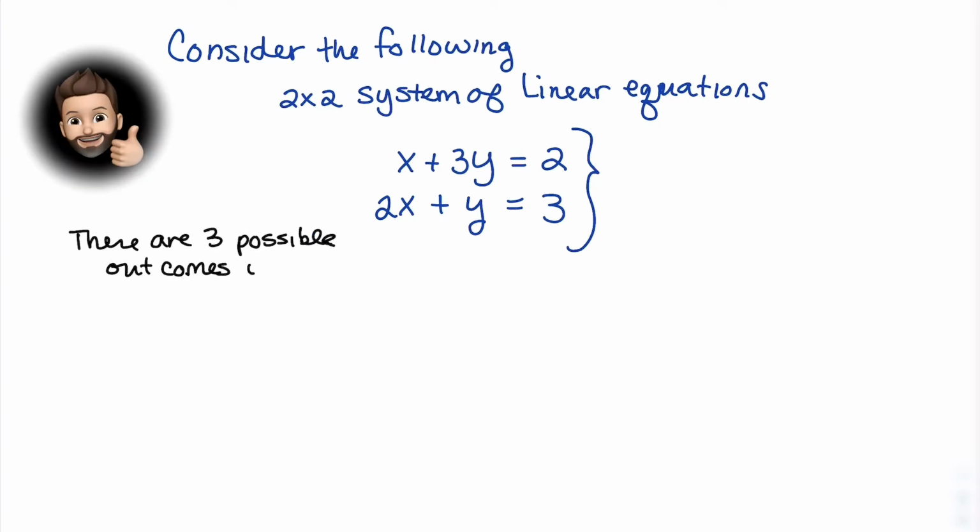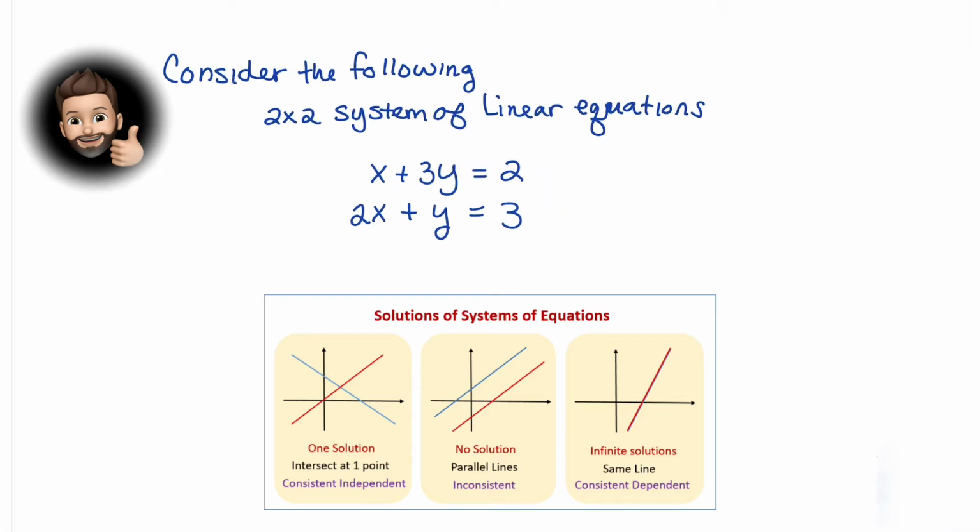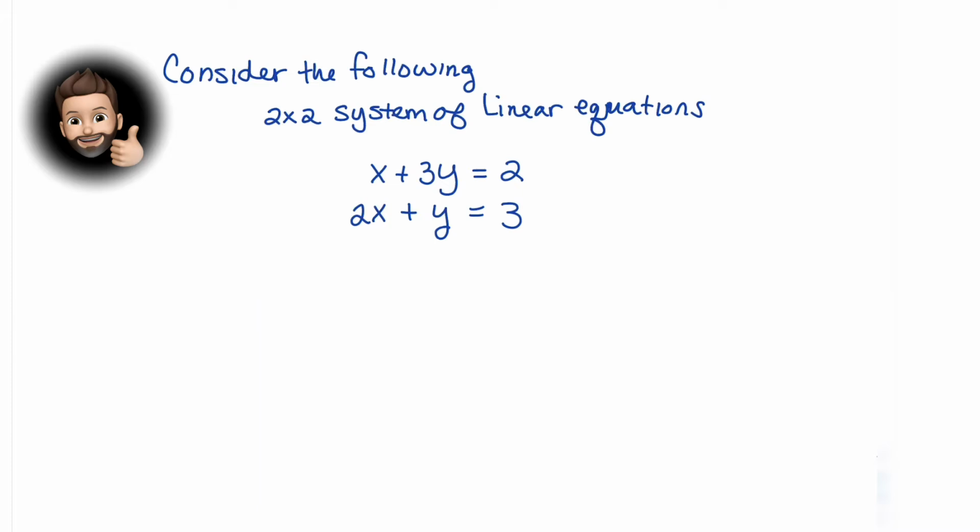There are really three possible outcomes when two lines are graphed together. The two lines can intersect at a unique point. The two lines might be parallel, in which case they will never cross. Or the second equation is really the first equation in disguise. In other words, they're describing the same line. We'll focus on equations that have a unique solution, and our determinant will be able to tell us if that's the case.